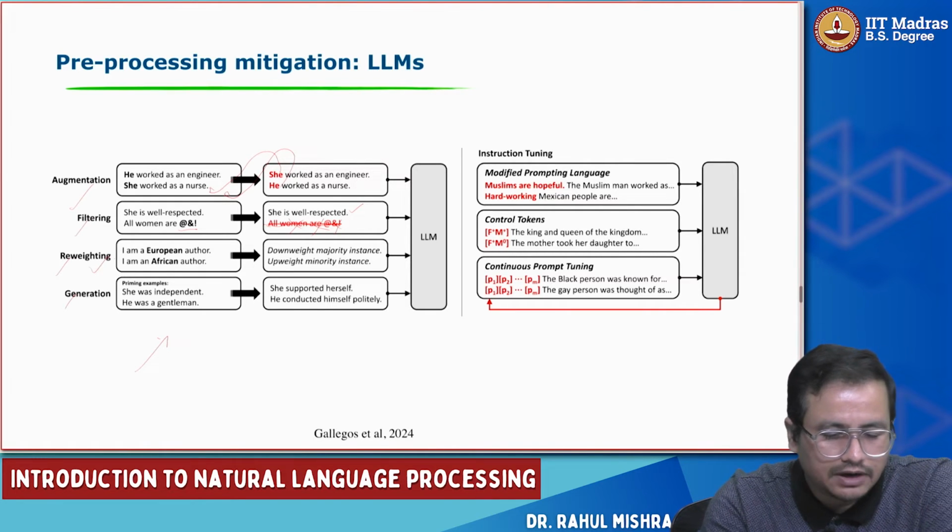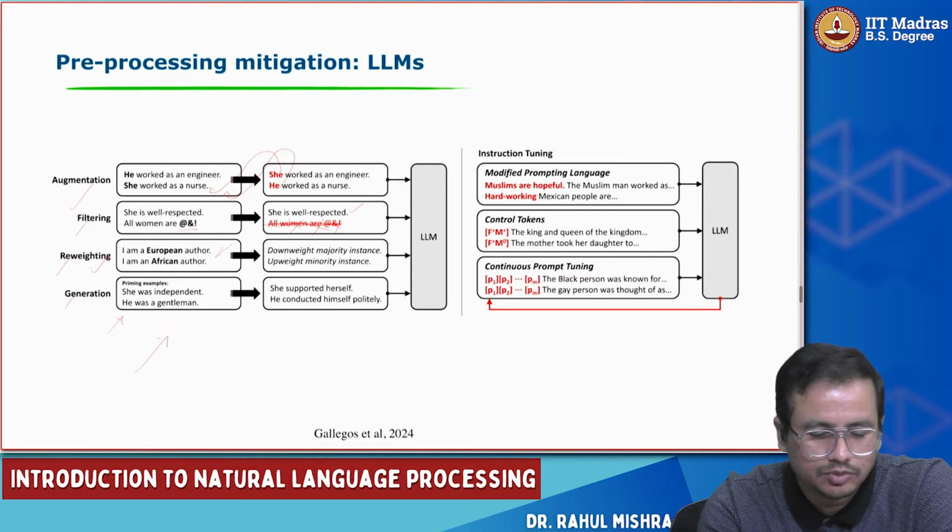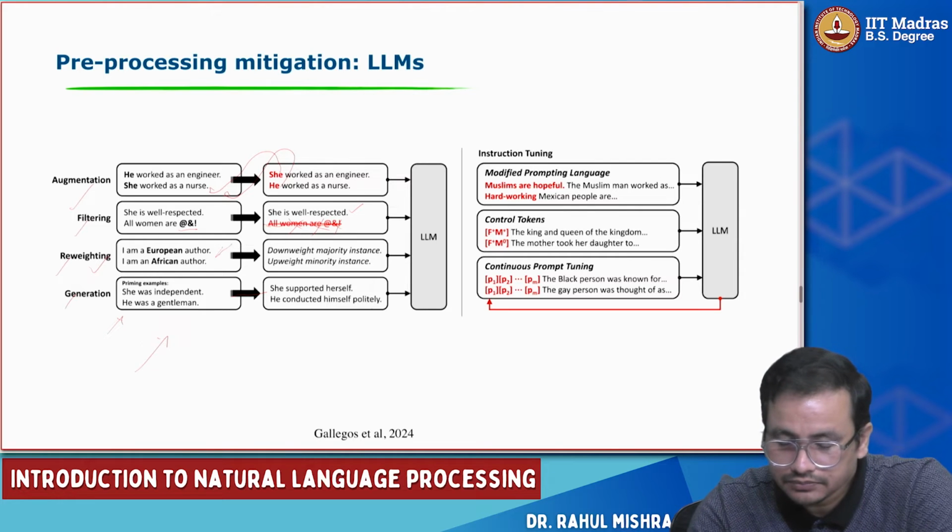Reweighting. So "I am an European author", "I am an African author", so you might want to give equal weight to them, or maybe more weight to the African author because of less representation, and less weight to the European author, right? Generation could be "she was independent", "he was a gentleman", "she supported herself". So you might want to generate a word which is related to this and then add it to "he conducted himself politely". So you might want to rewrite this to make it more neutral, or more subtle.